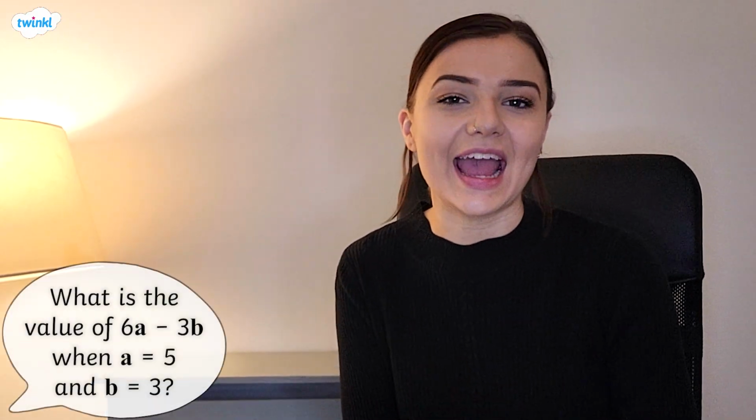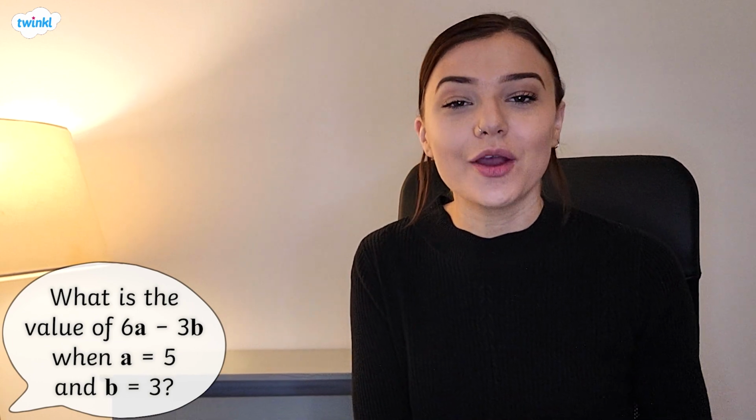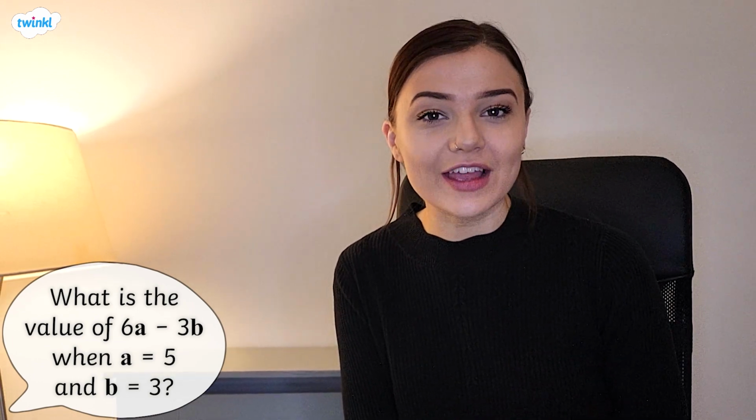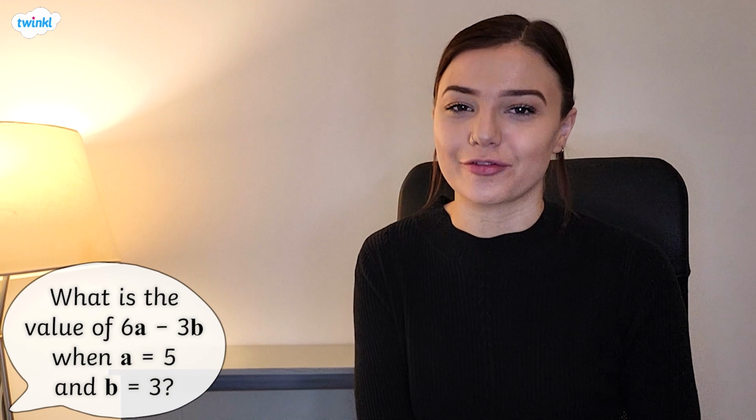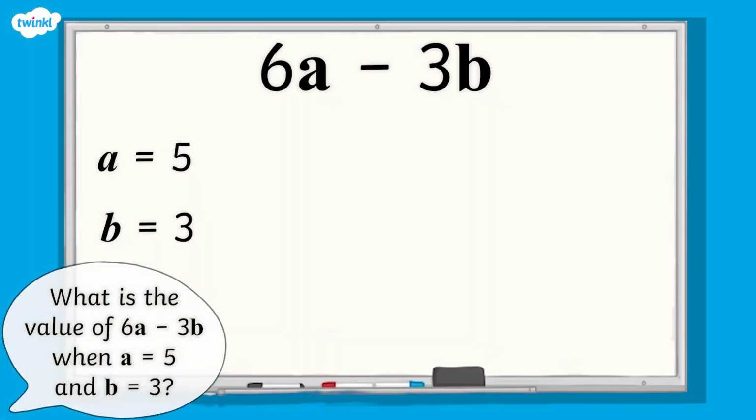Now it's your turn. What is the value of 6a take away 3b when the value of a equals 5 and the value of b equals 3? Pause here whilst you work out your answer. Here is the solution. How did you do?